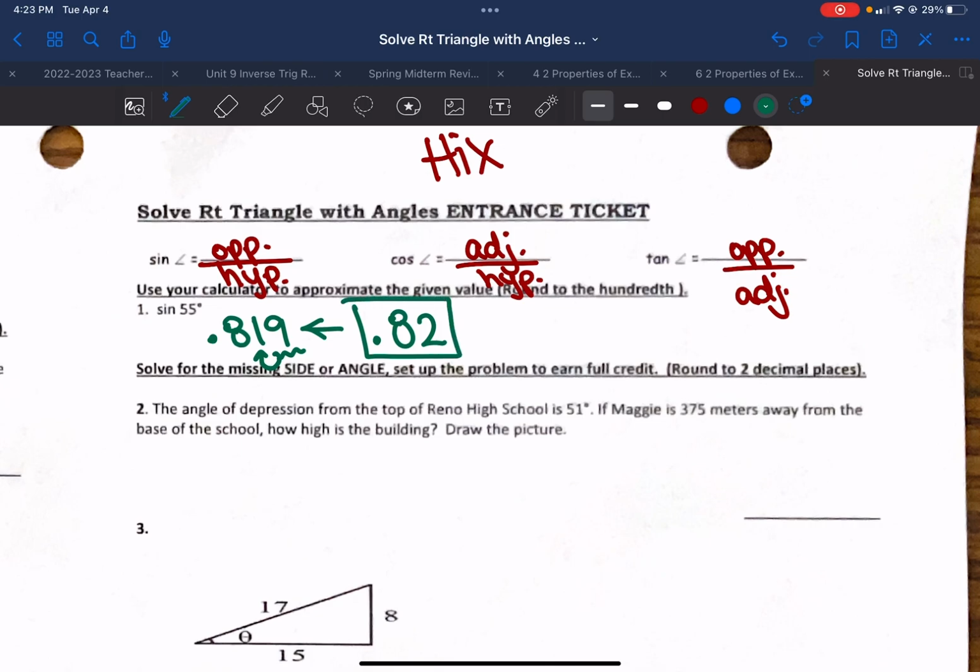Solve for the missing side or angle. Set up the problem to earn full credit. Round to 2 decimal places. Okay, so we try to be as specific as possible in terms of how we want you to round.